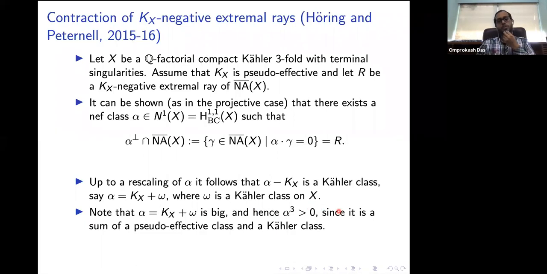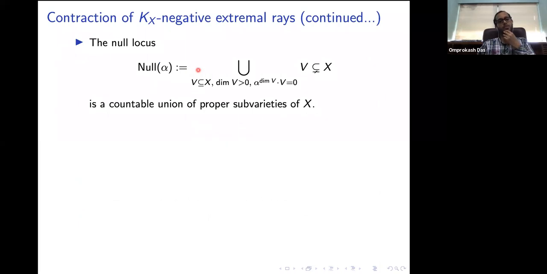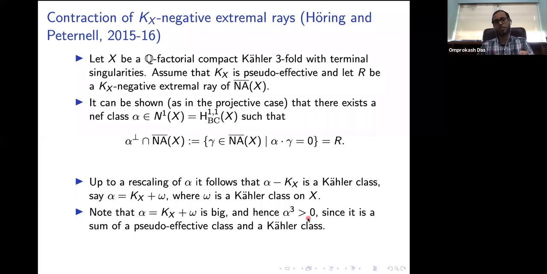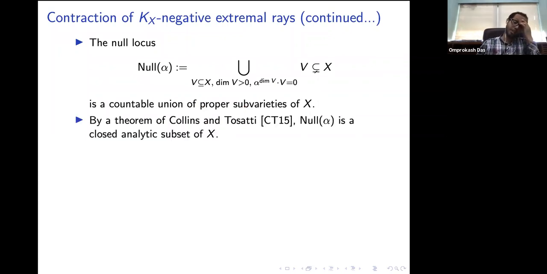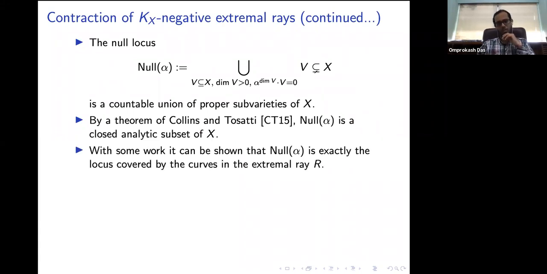What you do next is consider the null locus of this alpha, the union of all positive dimensional subvarieties V such that alpha to the power of dimension of V dotted with V equals 0. First of all, you immediately notice that this null locus is not the entire X, because we know from the previous slide that alpha cubed is strictly positive. So it is a subset of X, but in general it could be a countable union of proper subvarieties of X. But it is actually a very famous theorem of Collins and Tosatti that this null locus is in fact a closed analytic subset of X. That works in arbitrary dimension, although you would need a manifold in higher dimension, I guess.